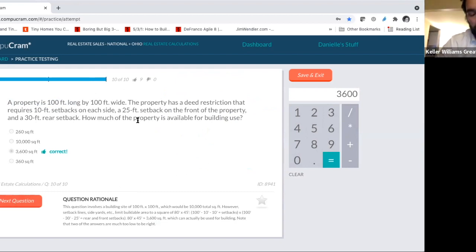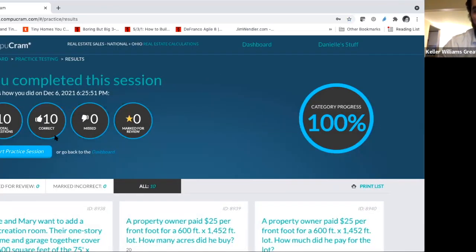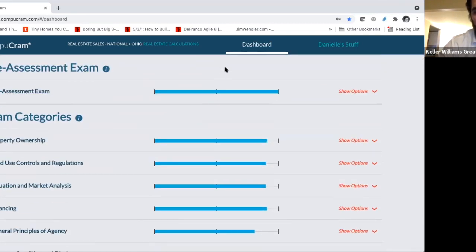With setbacks, you just take them down from the dimensions that are offered, and you'll get to where you're going. All right, guys, real estate calculations can be tricky. The hardest ones are always the multi-step problems, so just be prepared for that. When you start to see a bunch of that stuff, take your pencil and paper and just knock through it. You'll be fine.